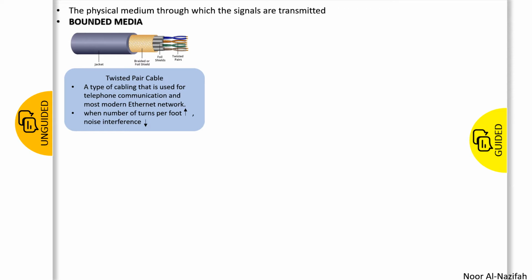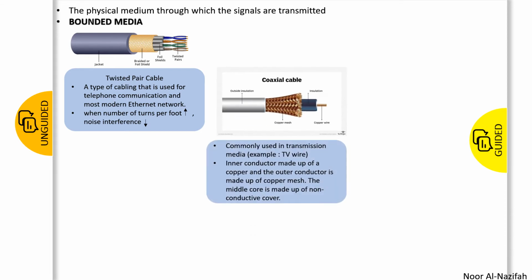Degree of reduction in noise interference is determined by number of turns per foot. Thus, when the number of turns per foot increase, noise interference decrease. Next guided medium is coaxial cable. It commonly used in transmission media, for example TV wires. The coaxial means that it contains two conductors parallel to each other.